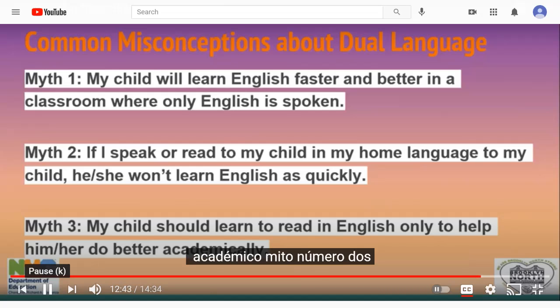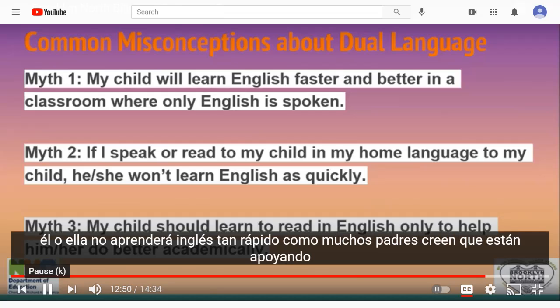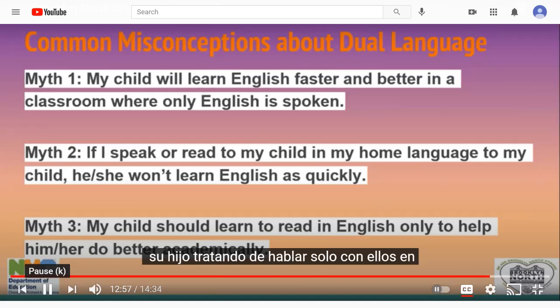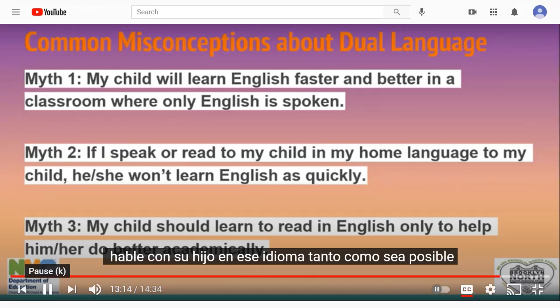Myth number 2, if I speak or read to my child in my home language, he or she won't learn English as quickly. Many parents believe they are supporting their child by trying to only speak to them in English. Children who are exposed to more language at home tend to be more successful in school. This is regardless of what language is spoken. If you speak a language other than English, speak to your child in that language as much as possible.